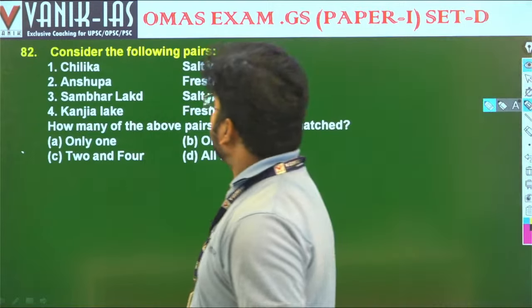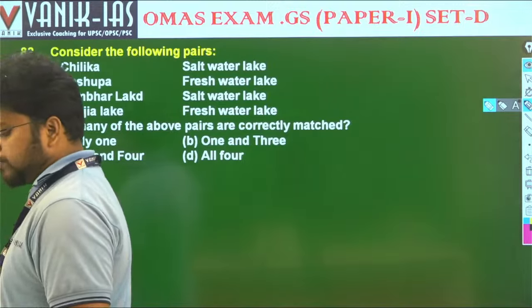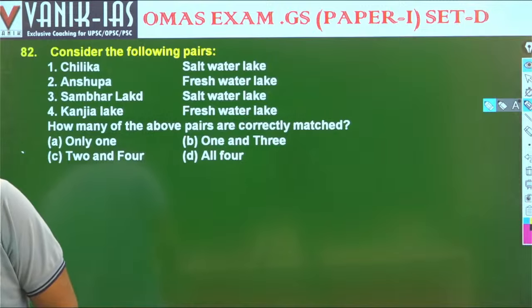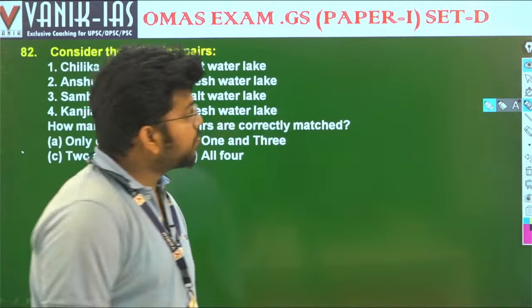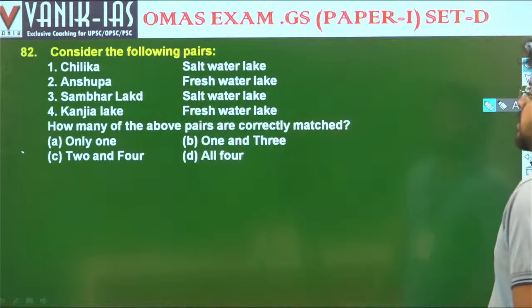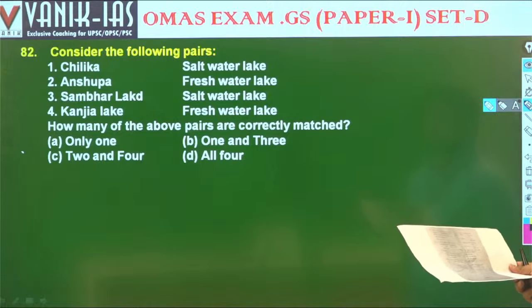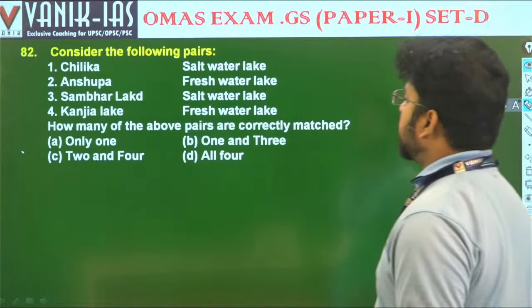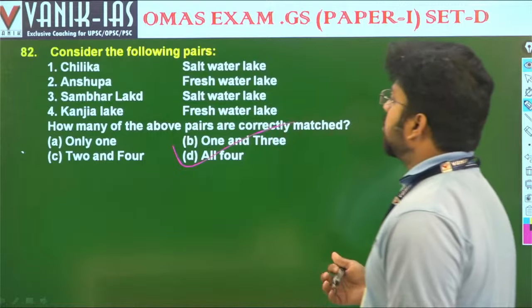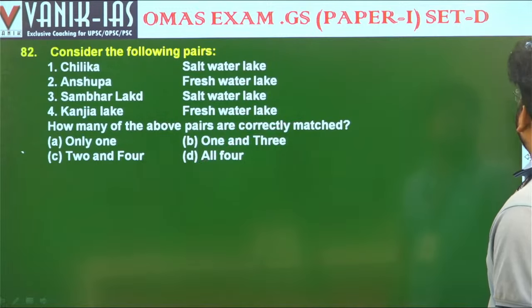Then consider the following pairs. Question number 82. Chilika, saltwater lake; Ansupa, freshwater lake; Sambar, saltwater lake; Kanjia lake, freshwater lake. Here all four are right. All four options are right. We have slightly less time, that's why I am going a little faster wherever possible.